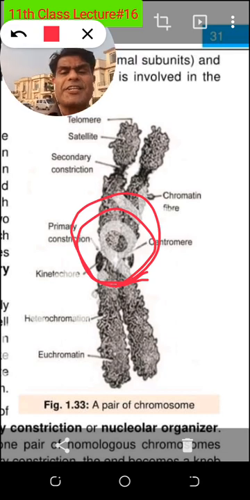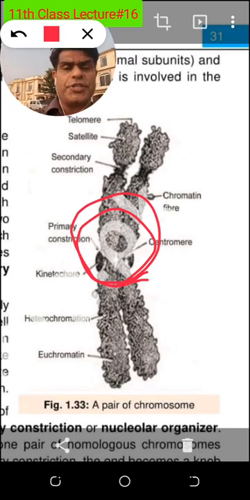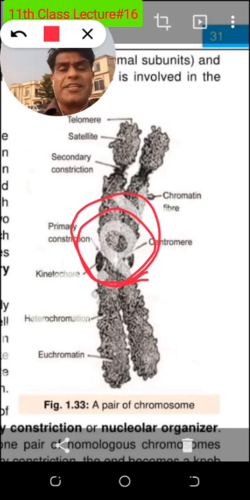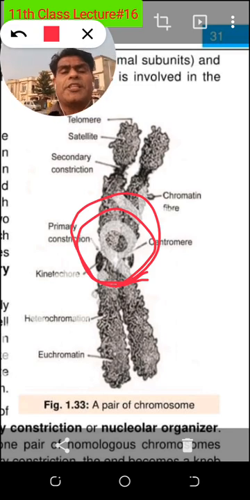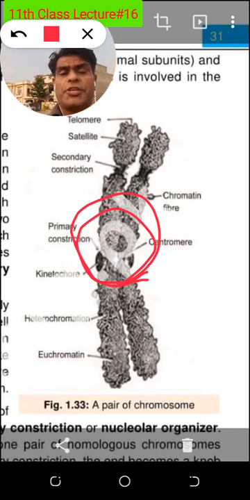And spindle fiber attachment is so important during cell division, because if the kinetochore does not attach with the kinetochore, the chromosomes will not attach with the spindle fiber, no cell division will take place, no increase in size will take place, and not even variation will take place.